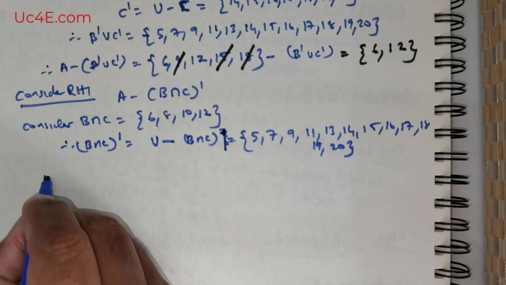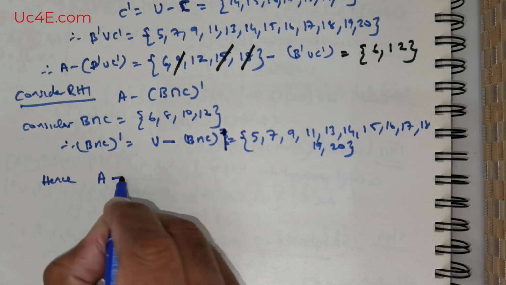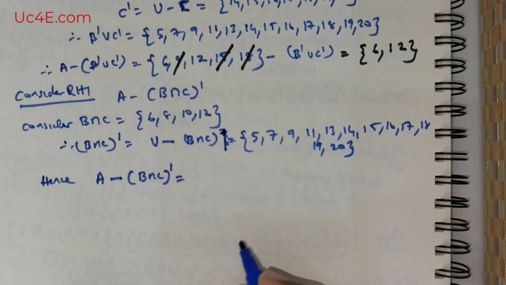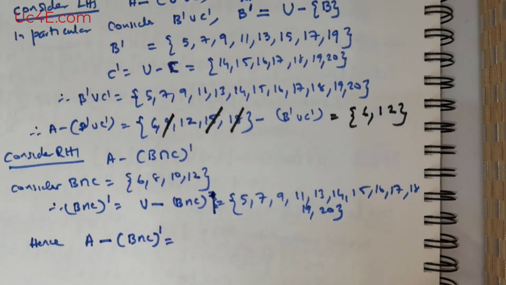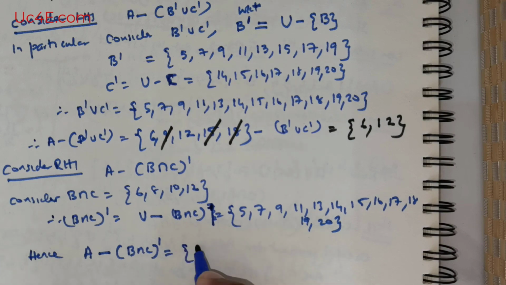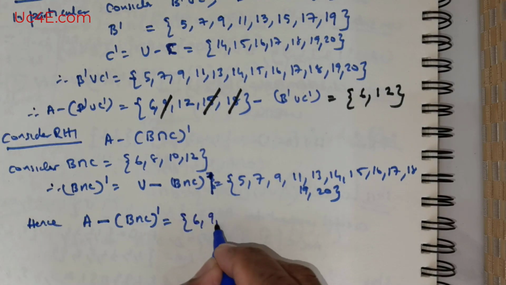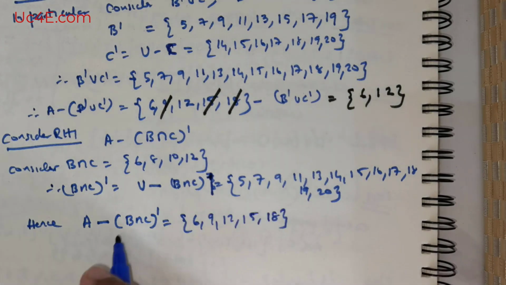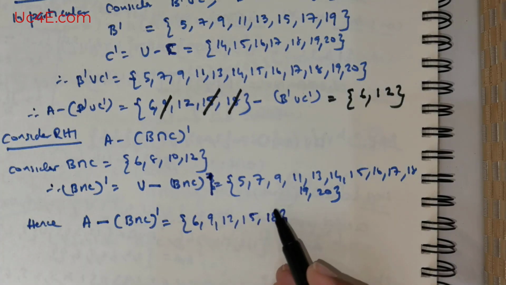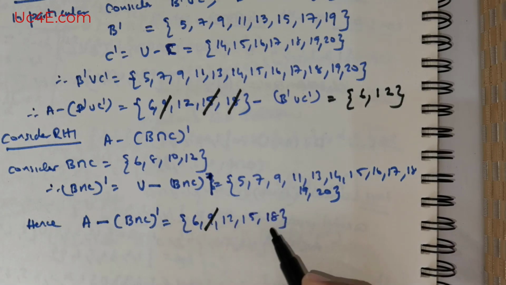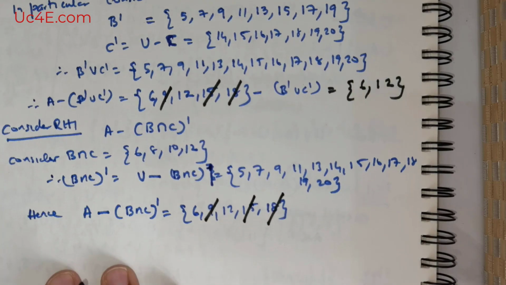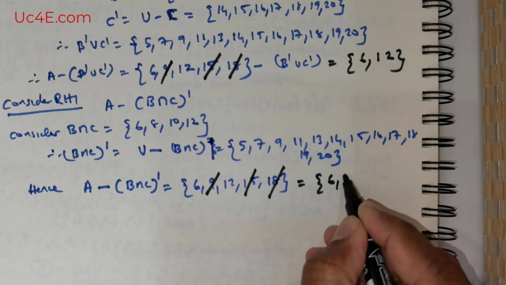We need A difference B intersection C complement. So from A we need to take away B intersection C complement. So what is A? Let me write down the value of A. A is 6, 9, 12, 15 and 18, and I need to take away everything that belongs to B intersection C complement. So let me do that. I need to take away 9, I need to take away 15, I need to take away 18, and what do I have? I've got 6 and 12.